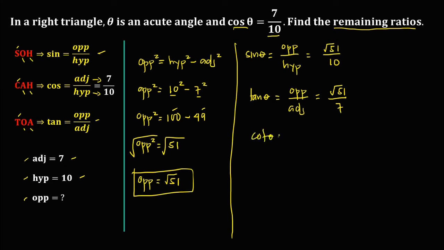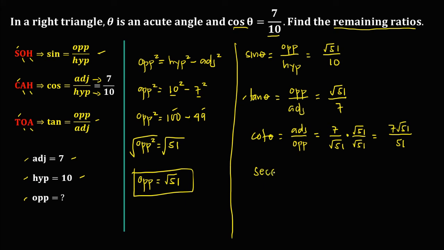Then for cotangent theta, cotangent is just the inverse of tangent. So cotangent is adjacent over the opposite. The adjacent is 7 and the opposite is square root of 51. Since the denominator contains a radical, we need to rationalize by multiplying both numerator and denominator by square root of 51. So we have 7 times the square root of 51 over, just omit the radical, 51. So this is for cotangent theta.